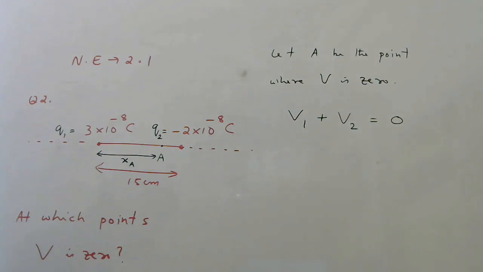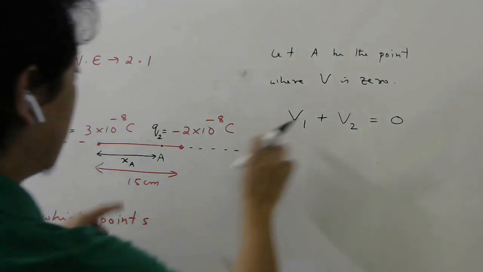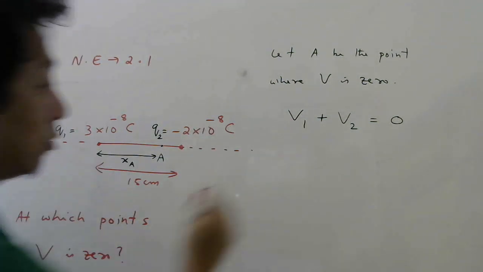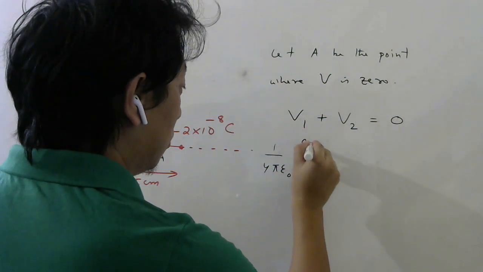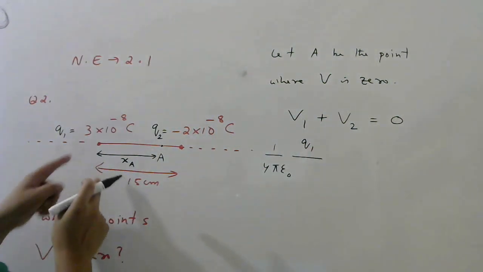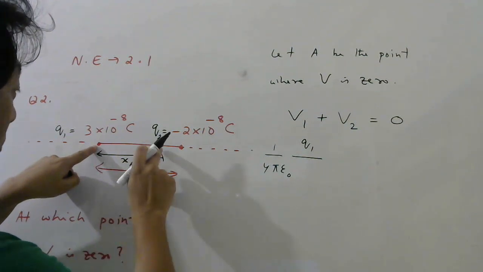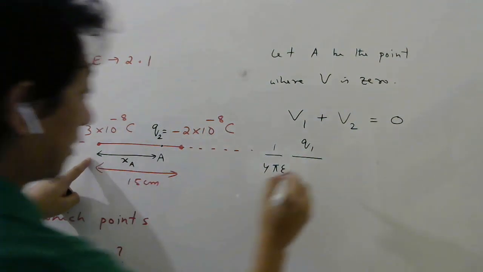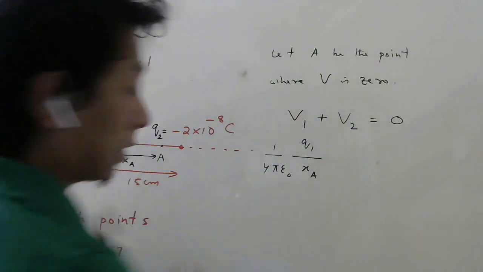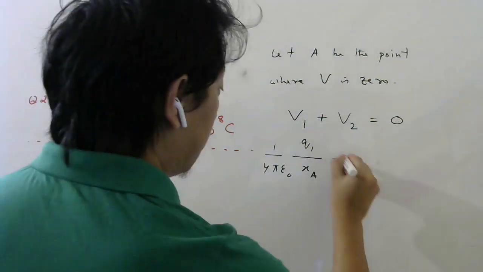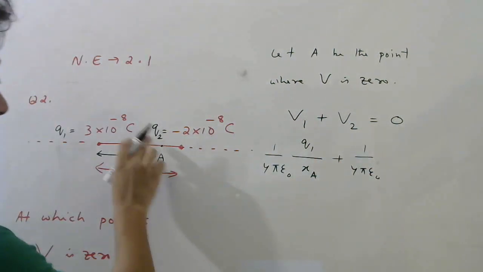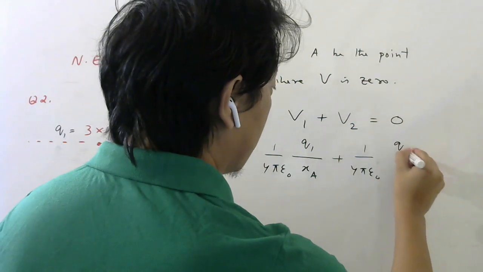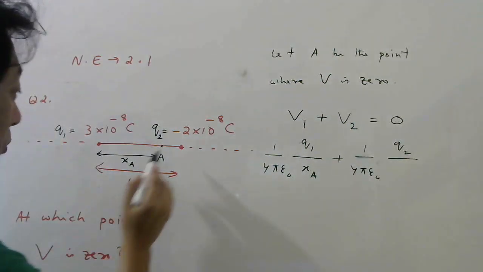Now, what is V1 I told? V1 is potential due to this Q1 charge. So what will be the formula? 1 by 4 pi epsilon naught Q1 divided by distance between Q1 and point, that I have written XA. Correct? Okay. Other one will be plus 1 by 4 pi epsilon naught, charge of the other one I wrote Q2, divided by distance between Q2 and point.